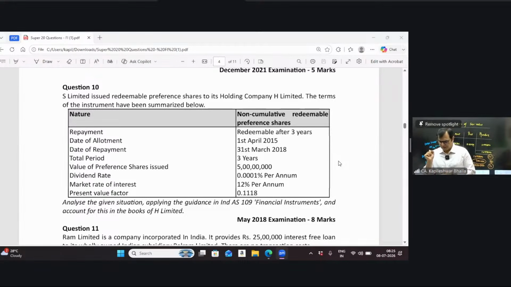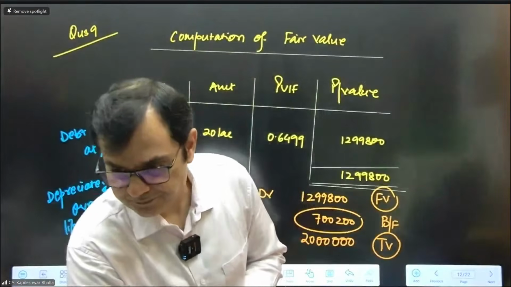And I think there's a slight misprint. I think the factor is not 1118, I think it is 7118, so it's coming to 0.7118. So we'll take that rectified figure. Analyze the given situations, applying the guidance in Ind AS 109, and account for this in the books of H Limited. So let's proceed, if you've taken a snapshot of the screen as well. So let's come to question number 10.